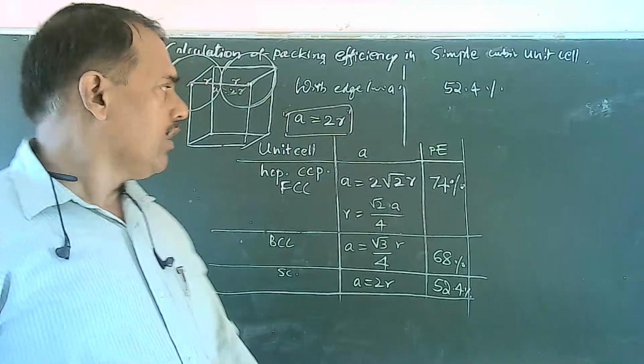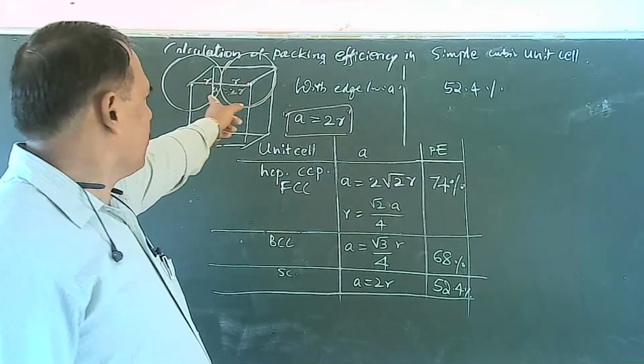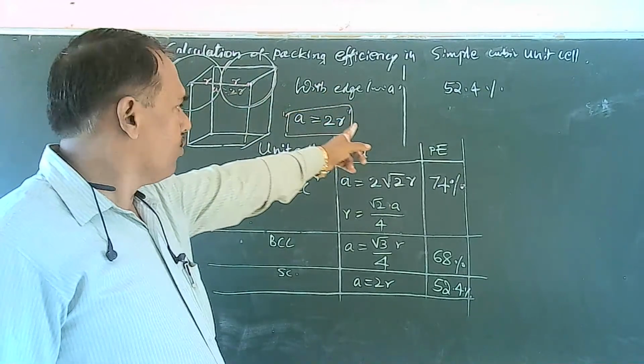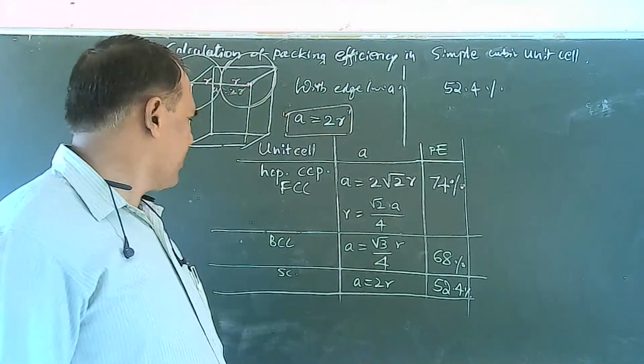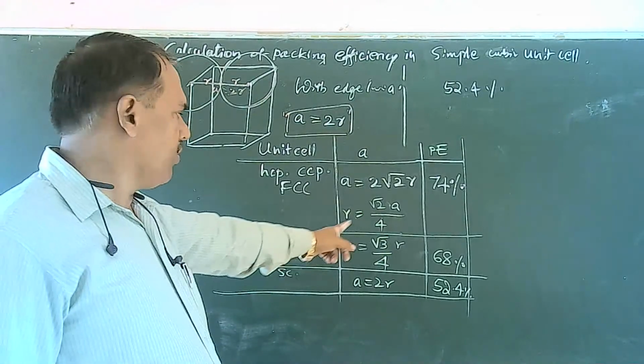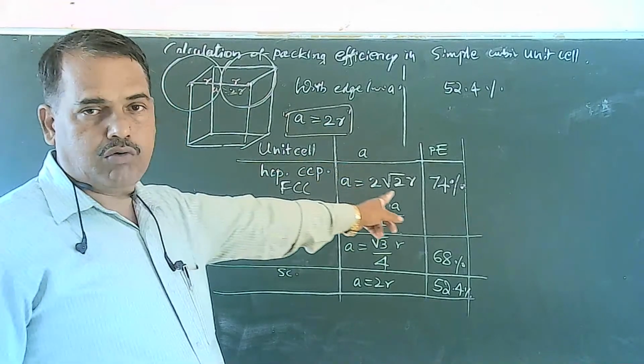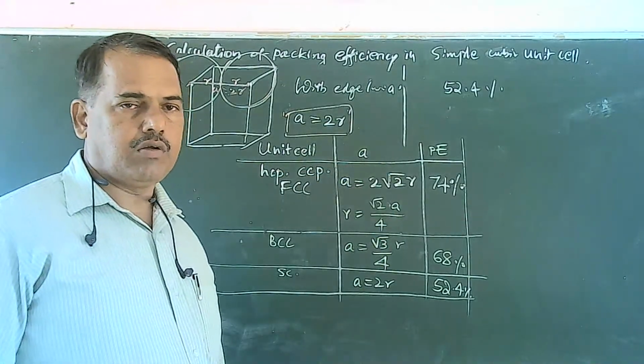Are you clear? Okay. So this is nothing but calculation of packing efficiency in simple cube. We got 52.4%. In a body centered cube, we got 68%, and in hexagonal closed packing, we got 74%.